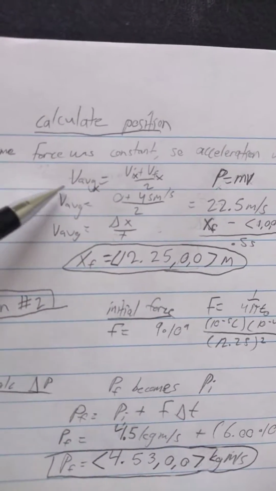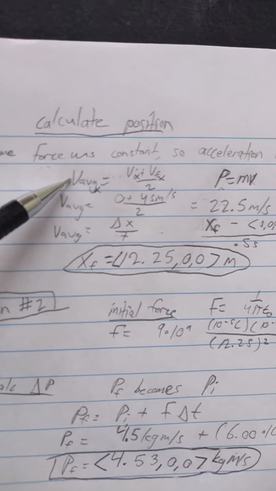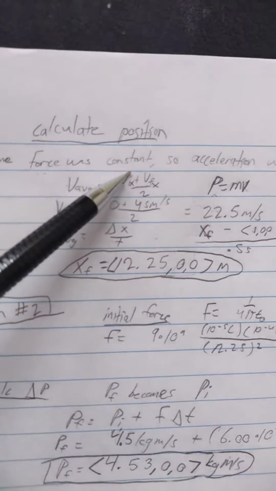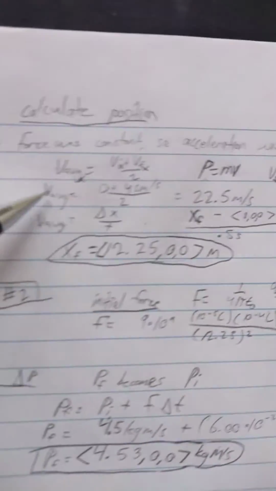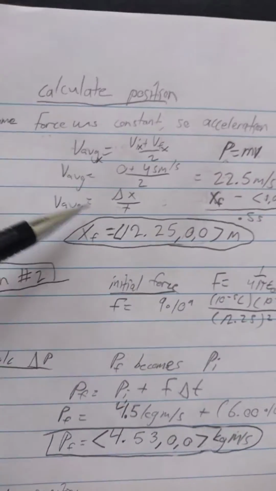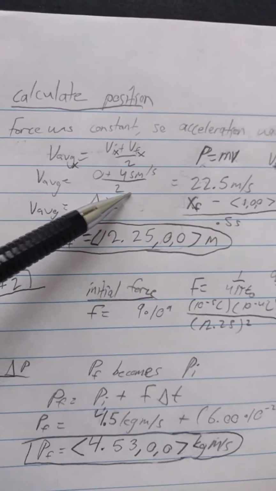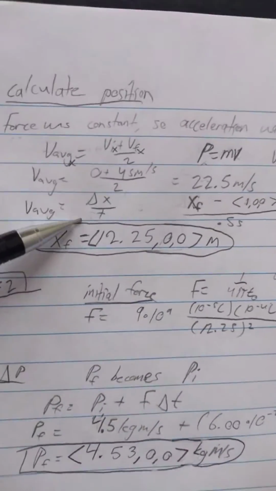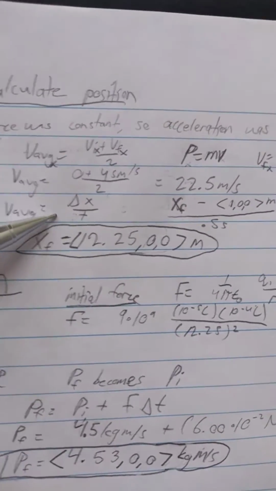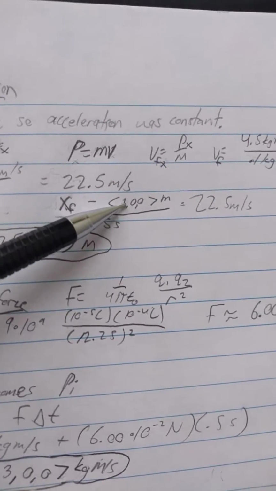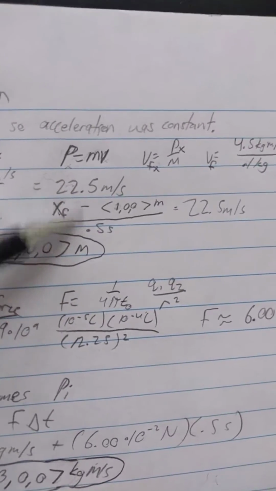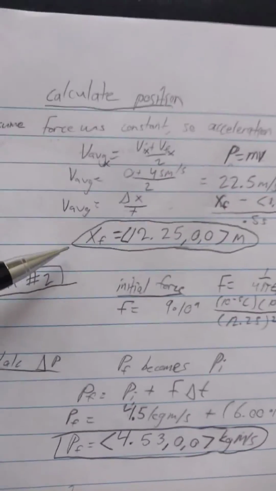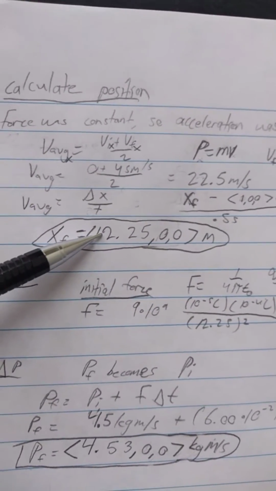plus V final over 2, because we're assuming the force was constant, so acceleration was also, and that lets us use this equation. Anyways, average velocity works out to 22.5 meters per second, and we set that equal to our change in position over time. We know our initial position, our time and average velocity, so we can solve for final position, which works out to 12.2500 meters.